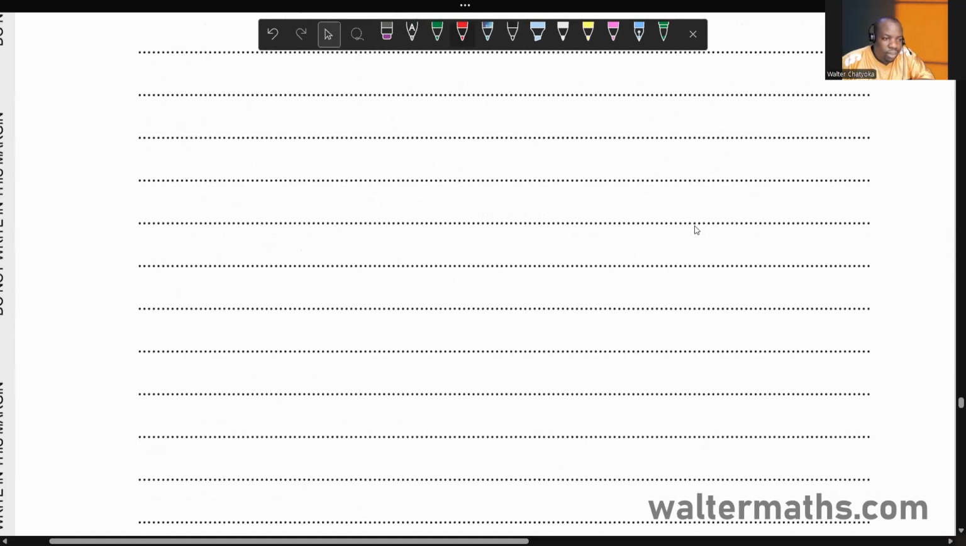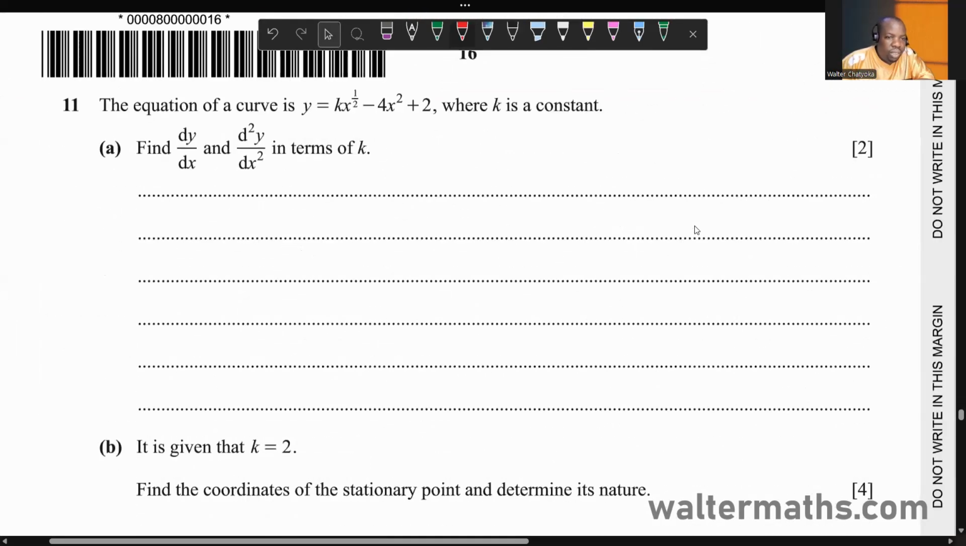Let's move on. Now we're on the last question, number 11. And it says the equation of a curve is y is equal to k x to the half minus 4x squared plus 2, where k is a constant. So on part A, find dy by dx and d squared y by dx squared in terms of k.